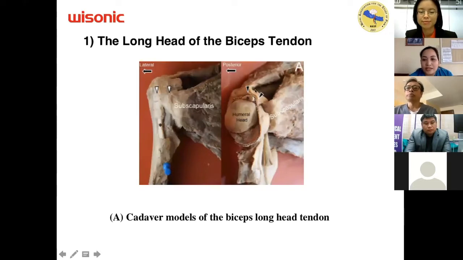So you can clearly see that there is a gap here, the triangular gap between the muscles. That is where the rotator cuff interval is. So this biceps tendon forms the biceps pulley in this rotator cuff interval. And you can see that there is this coracohumeral ligament and the superior glenohumeral ligament forming the pulley, okay?